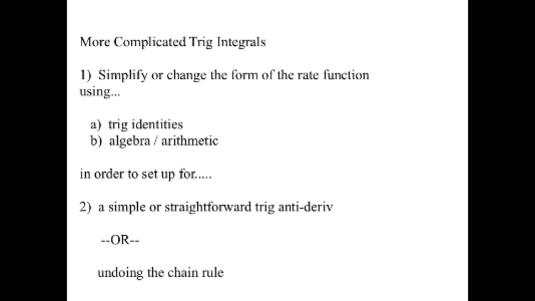Okay, so this is the deal with these more complicated ones. We're going to do some simplification first. We're going to use trig identities, maybe just some basic algebra. And our goal in that is either to get something that we can do easily, just a straightforward antiderivative, or we're doing this rearranging to stage for undoing the chain rule. And that's what they're all like.